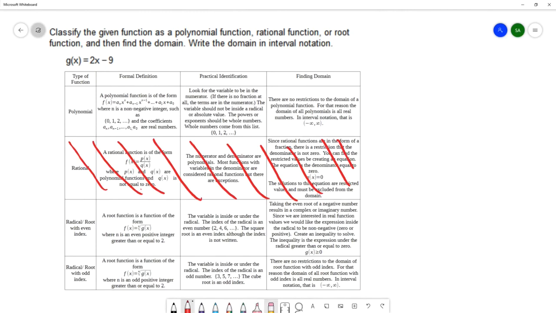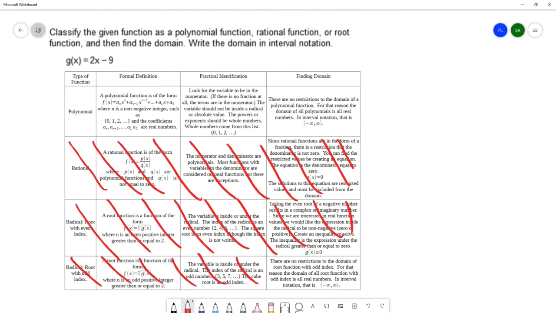And then the other category that's pretty easy to identify would be a root function. A root function will have a root or radical in it. So you can see down here, radical or root function, and we classify them with even index or odd index, but both of them you need to have a radical in your function. And you can see we do not have a radical in our expression here, so we can eliminate those categories. So that really only leaves us with a polynomial function.